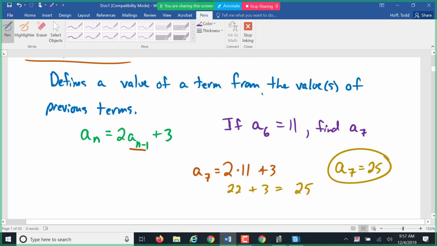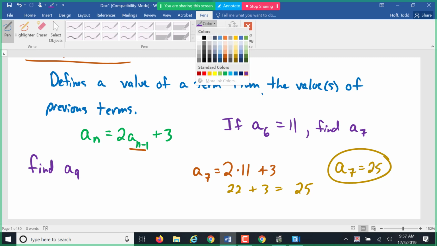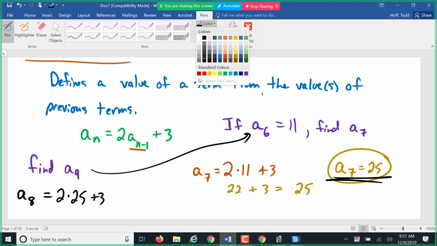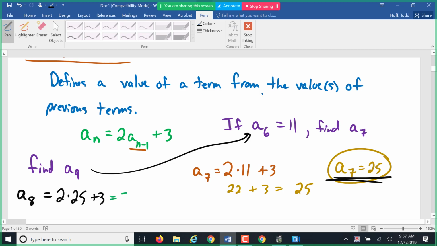Well, let's say for the same one we are asked to find a9, assuming that a6 is 11. Well, we've already found a7 is 25, so our next step would be to find a8. a8 is going to be 2 times a7, so 2 times 25 plus 3. Well, 2 times 25 is 50, plus 3 is 53.